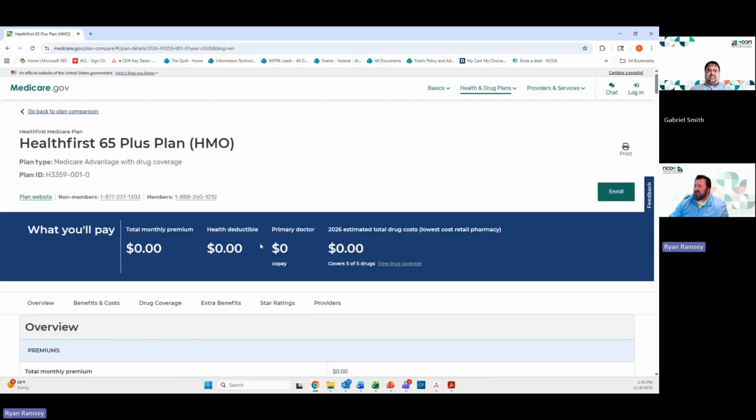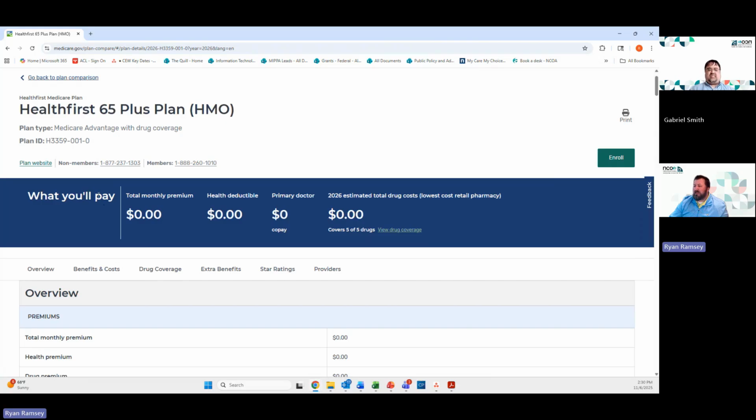But right now we're just going to continue focusing on the pharmacy aspect of that, and show you how you can read some of these plan details too. So in my Health First 65 Plus plan here, I can find information about the plan, how to get to their website, the number that I can call if I'm not a member, the number I can call if I still am a member, and then some information about my total monthly premium. Do I have a health deductible? No. What I would pay at my primary doctor is $0 copay.